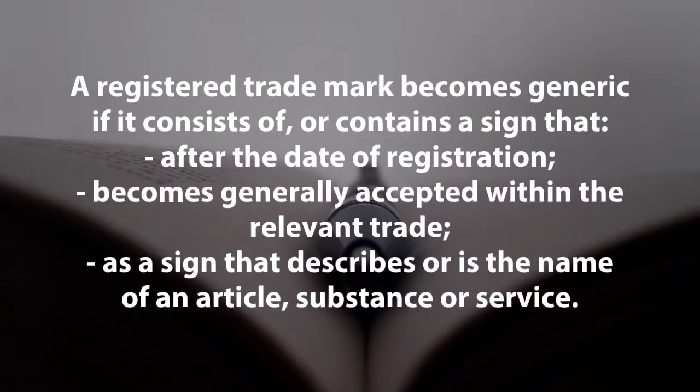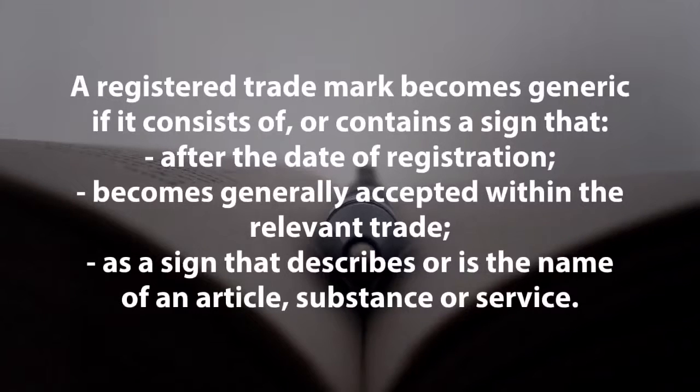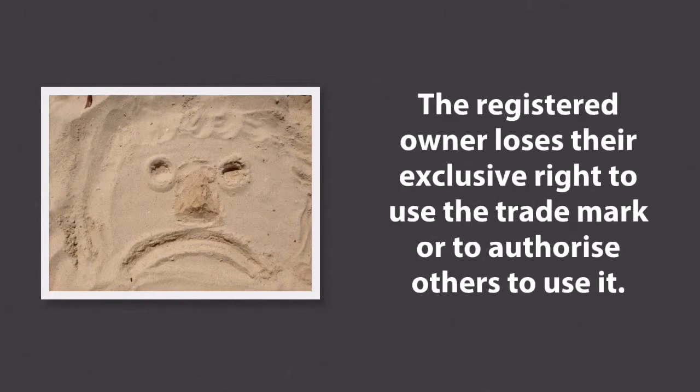Section 24 of the Trademarks Act states that a registered trademark becomes generic if it consists of or contains a sign that, after the date of registration, becomes generally accepted within the relevant trade as the sign that describes or is the name of an article, substance, or service. In those circumstances, the registered owner loses their exclusive right to use the mark or to authorise others to use it in respect of that article, substance, or service.